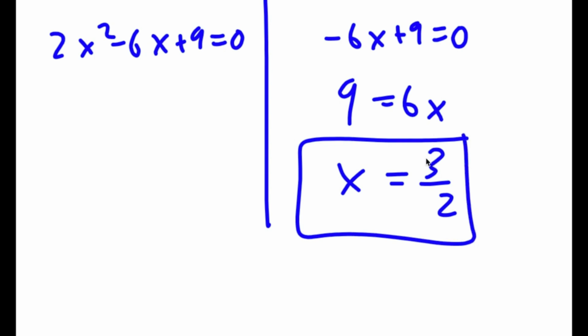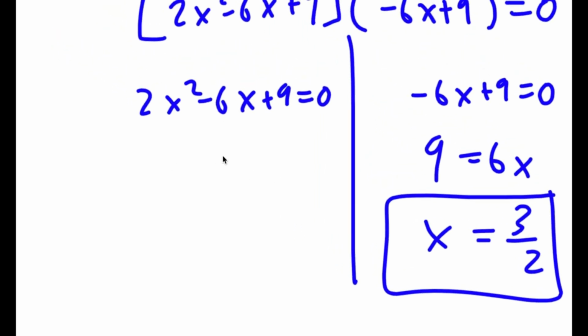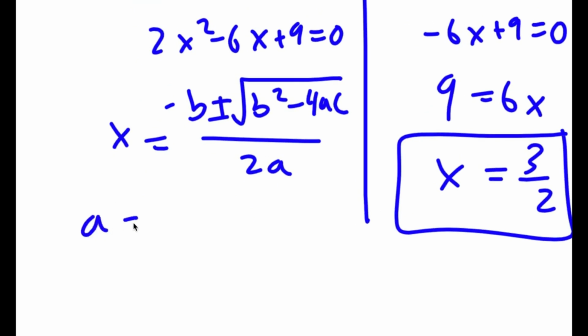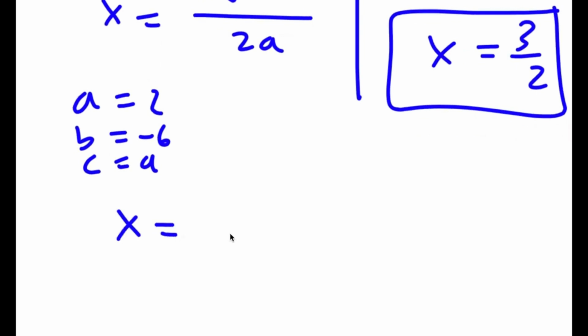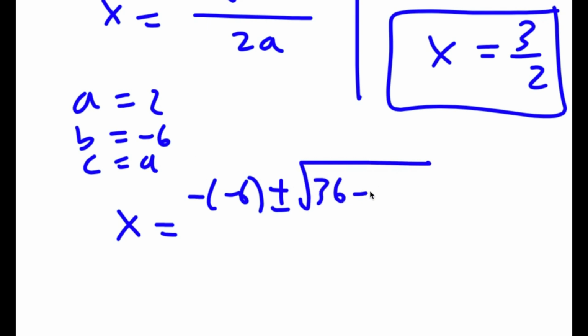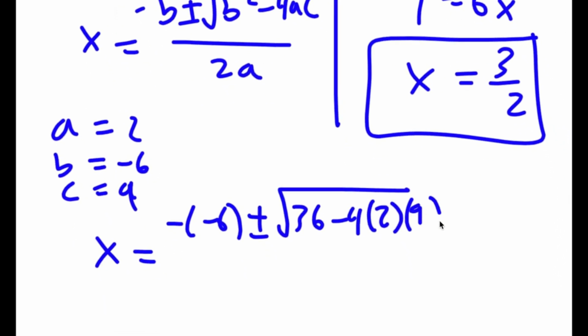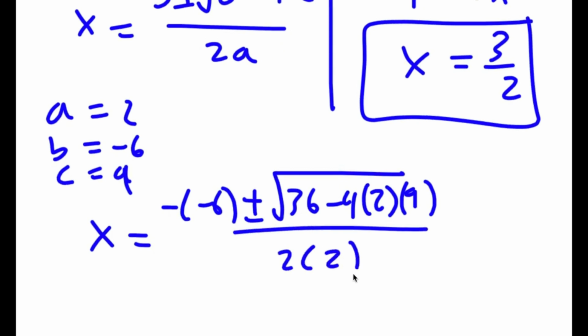Now for 2x² − 6x + 9, I have to use the quadratic formula, which is x = (−b ± √(b² − 4ac)) / 2a. So in this case, a is 2, b is −6, and c is 9. So I get x = (−(−6) ± √((−6)² − 4 · 2 · 9)) / (2 · 2), where (−6)² is 36, a is 2, c is 9, and the denominator is 2 times 2.